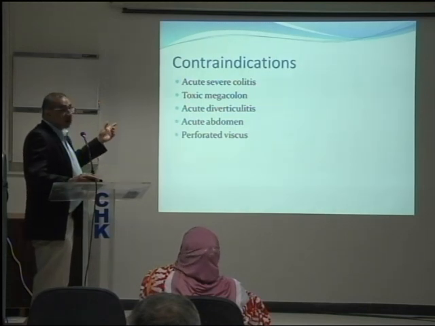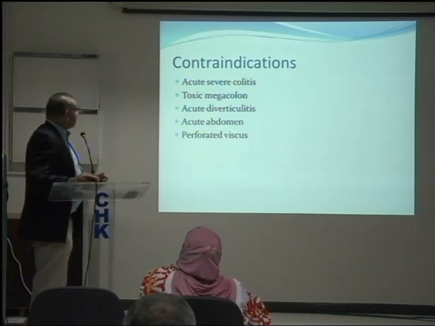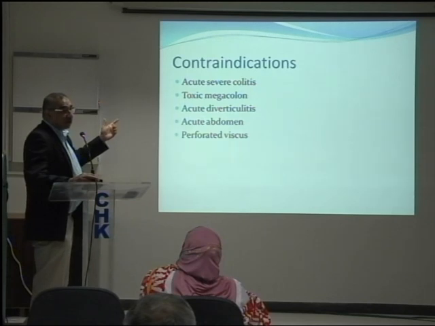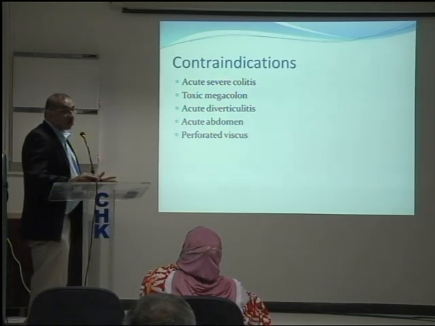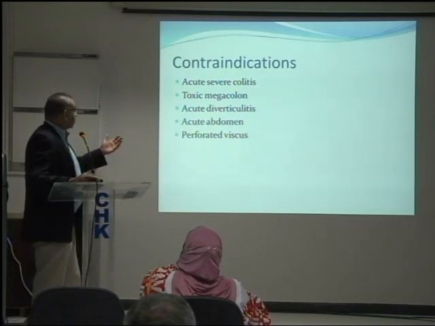Contraindications: acute severe colitis, because it is hazardous, you can cause a perforation or toxic dilatation of the colon. In toxic megacolon, definitely not indicated. Acute diverticulitis: if you find acute diverticulitis with pus coming out of diverticuli or blood coming out, stop your procedure there. Don't go further, because you'll cause a perforation or cause something terrible.